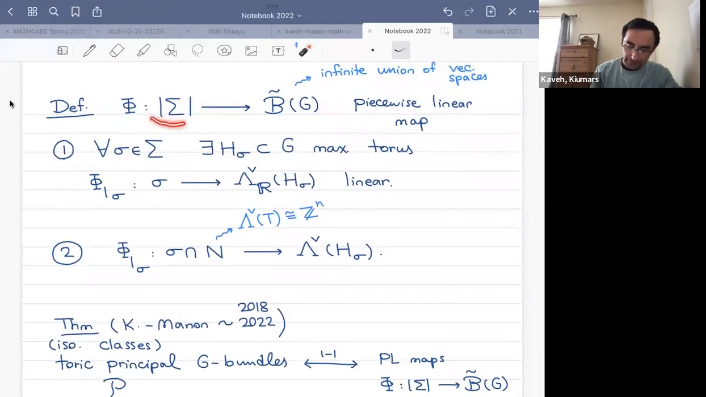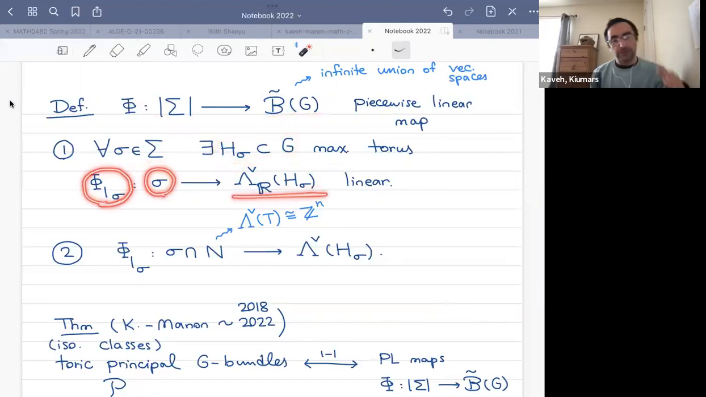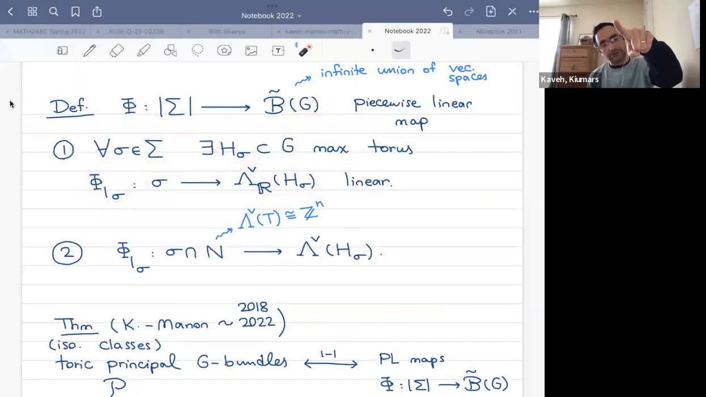Okay, so this is a finite simplicial complex or conical complex. This is an infinite conical complex. The definition is exactly what you expect. For each cone in here, there exists a vector space, which means a maximal torus in G, in that conical complex, such that the restriction of your map to sigma maps sigma to this vector space. So each cone should go to one of the vector spaces. It cannot break into several vector spaces.